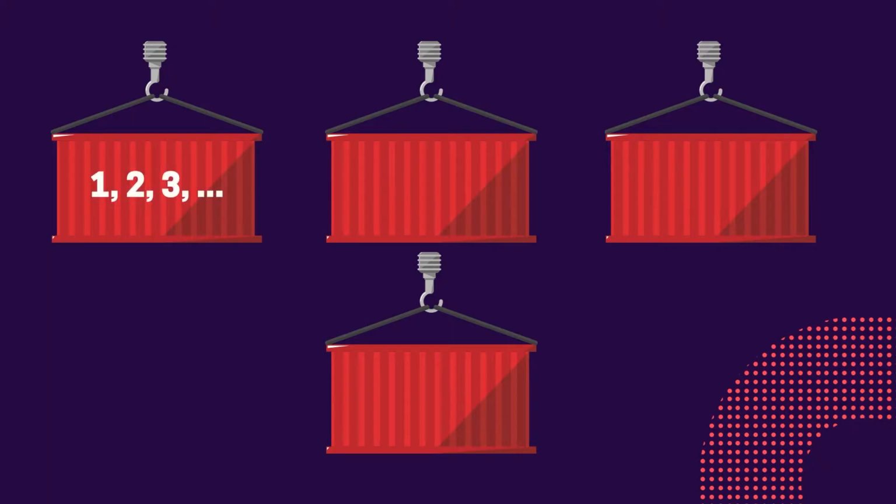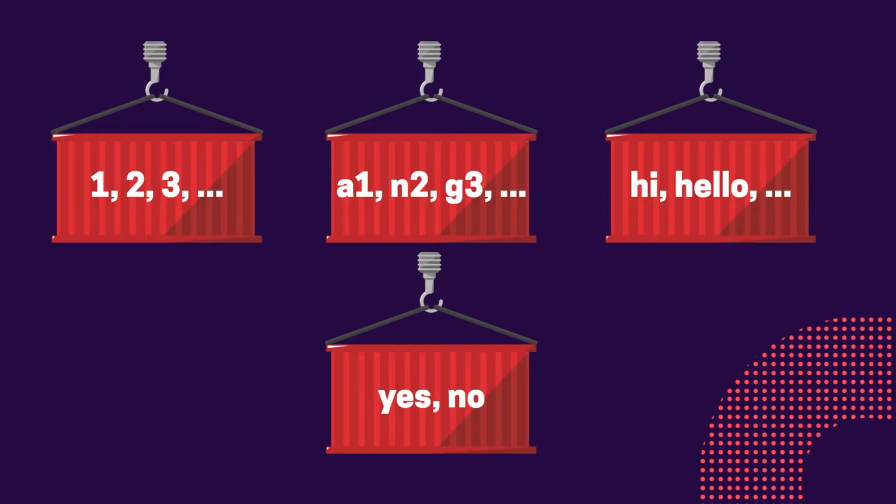We can have numeric data. We can have alphanumeric data. We can have data full of strings, that's letters. Or we can have a binary sort of data where there are only two possibilities, either yes or no, true or false, 0 or 1. I think you get the point.